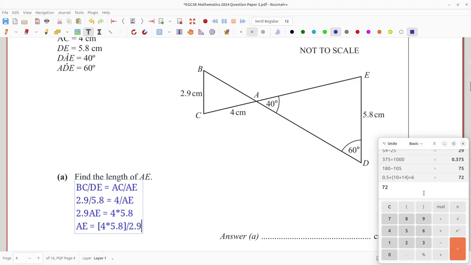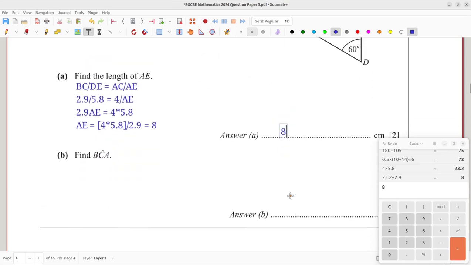So it's going to be 4 multiplied by 5.8 divided by 2.9, and then it's giving us 8 units. This is equal to 8. Let's just write 8 centimeters.